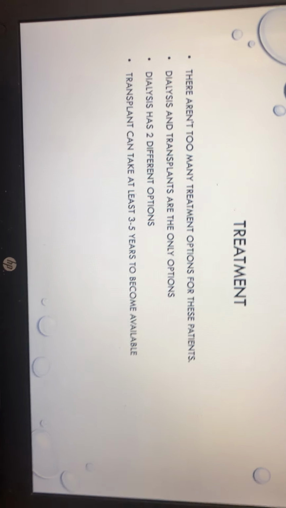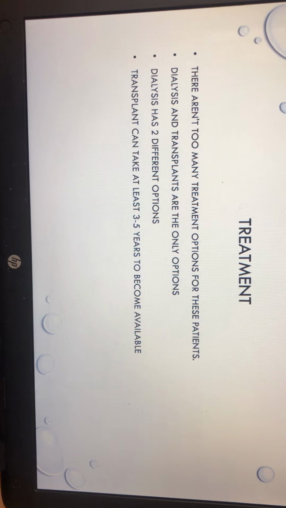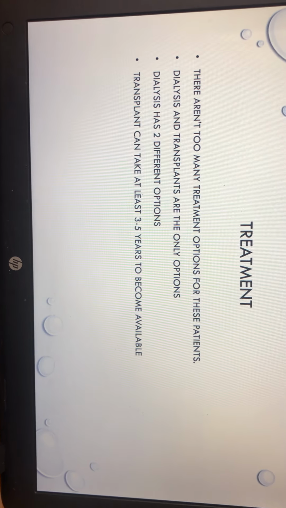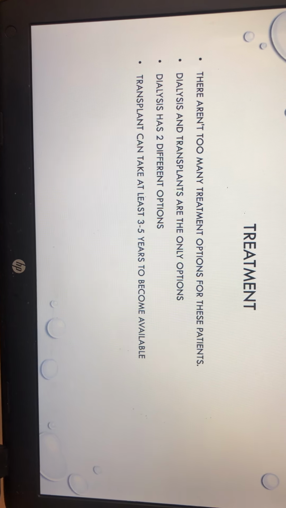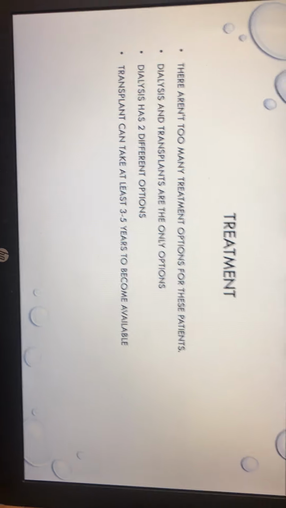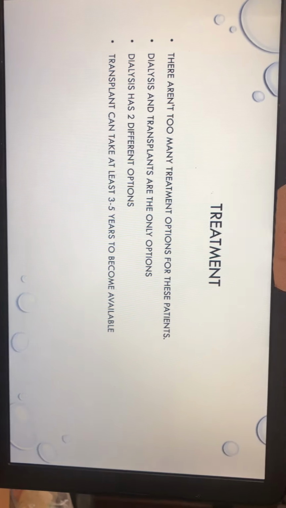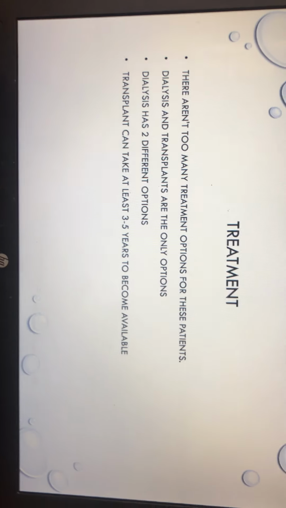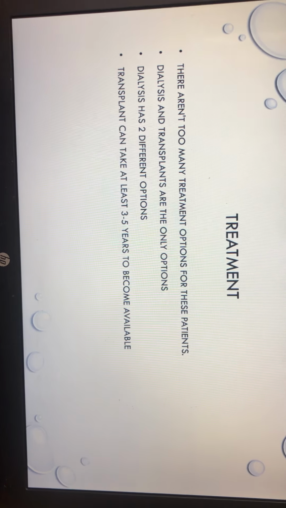Treatment. There aren't too many treatment options for these patients. They can either do dialysis or they can have a transplant. There are two different options for dialysis. As we all know, transplant lists can be 3 to 4 years, so most patients go with the dialysis route.